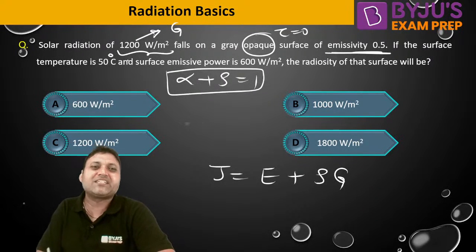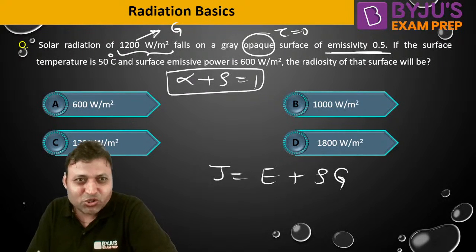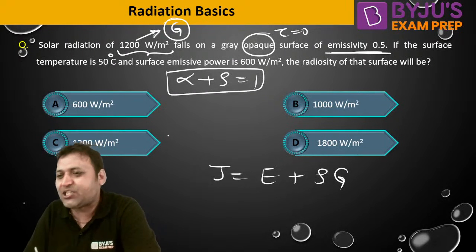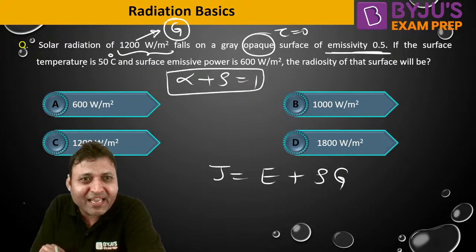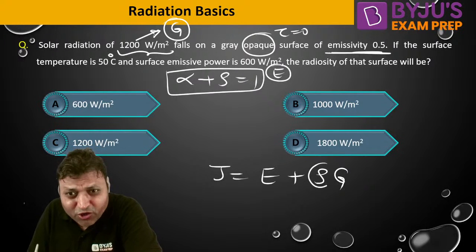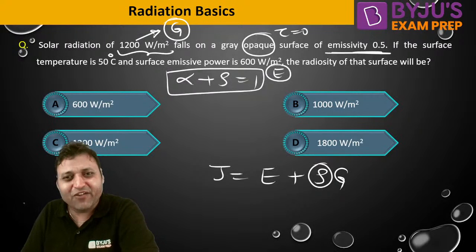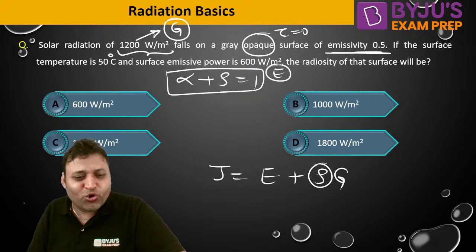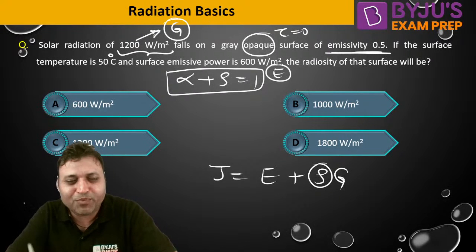Solar radiation of 1200 watt per meter square falls on a gray opaque surface. So the incident radiation is 1200. Emissive power is 600, that is E. We need to find out rho. What is the value of rho? Do you know Kirchhoff's law of radiation? Does anybody have any idea about Kirchhoff's law of radiation?